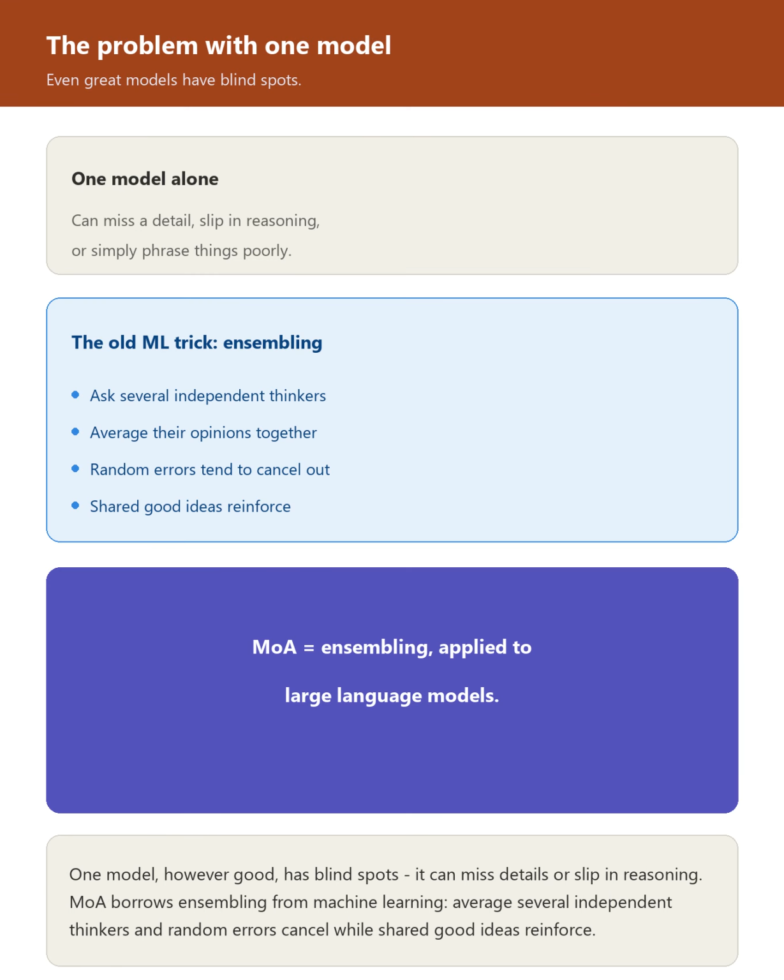First, let's be clear about the problem it solves. A single model, no matter how good, has blind spots. It can miss details, make a reasoning slip, or phrase something poorly. Mixture of agents borrows an old idea from machine learning called ensembling. When you average the opinions of several independent thinkers, the random errors tend to cancel out and the shared good ideas reinforce each other. MOA applies that wisdom to language models.